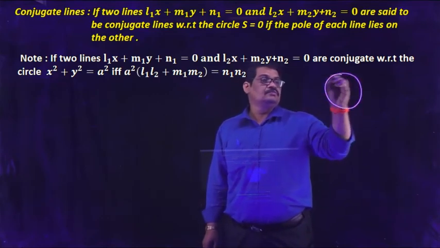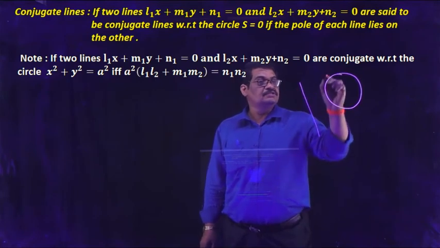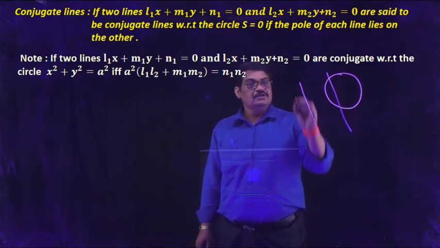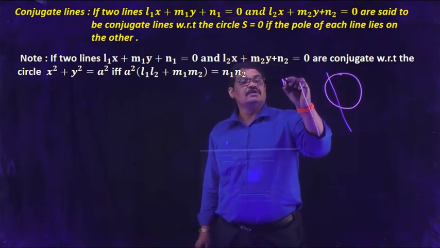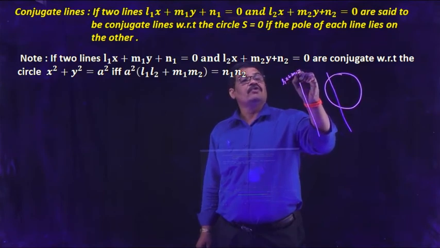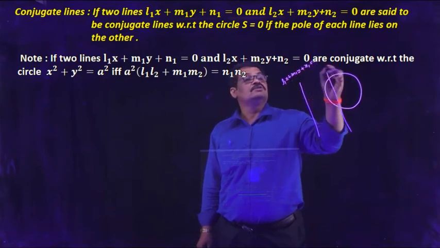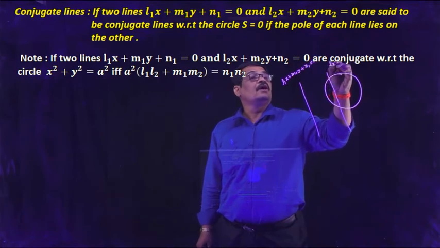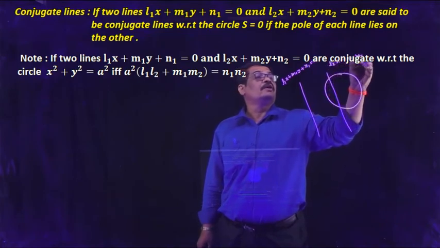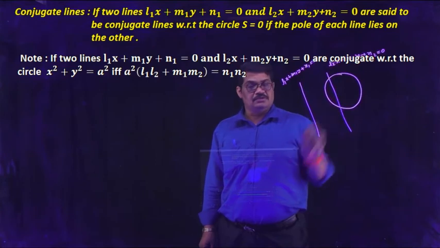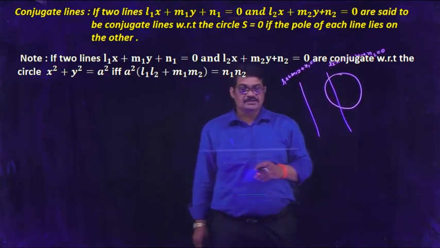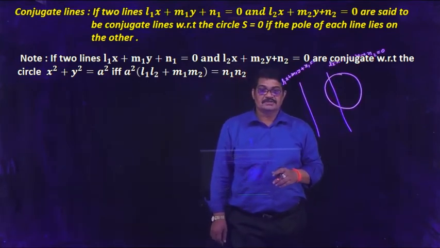This is the circle. These are the two lines. The first line is L1x plus M1y plus N1 is equal to 0. This is another line, L2x plus M2y plus N2 is equal to 0. These are the two lines.